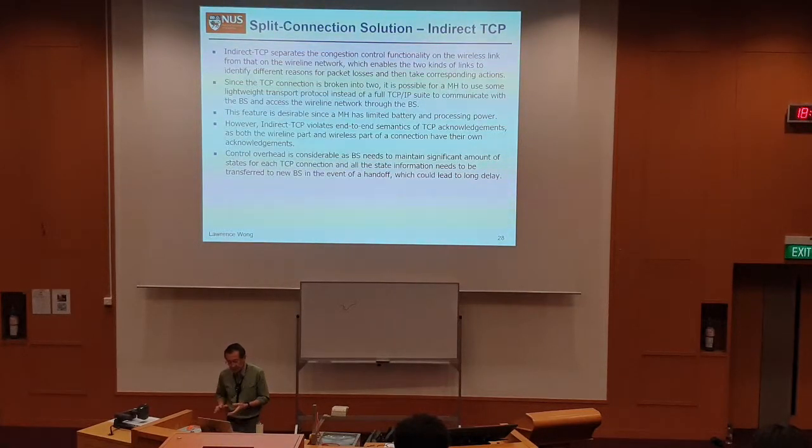Now, since the TCP connection is broken into two, it is possible for the mobile host to use some lightweight transport protocol instead of the full TCP/IP to communicate with the base station. This feature is desirable, so now you tune it such that you deal with the poor wireless channel, and since the mobile host has limited battery and limited processing power. However, indirect TCP violates the end-to-end semantics, that means the end-to-end principles of the TCP acknowledgement, as both the wireline part and the wireless part of a connection have their own acknowledgement mechanisms. So control overhead is of course considerable, especially when you have to pass information from one base station to another.